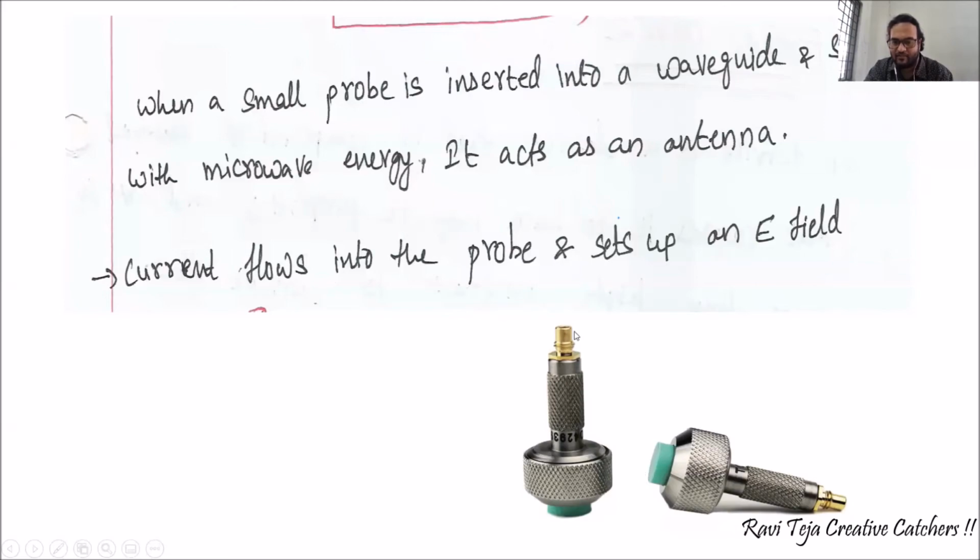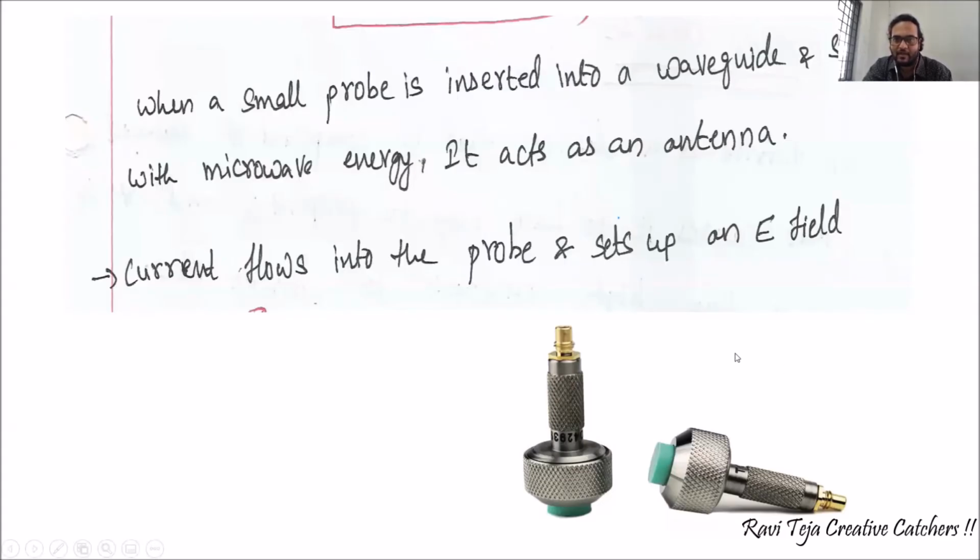Okay, so if you are using coupling probes, you can set up an electric field in a cavity resonator or a waveguide. That is the main difference between a coupling loop and a coupling probe. If you use a coupling probe in a cavity resonator or waveguide, an electric field in that electromagnetic wave will be set up.